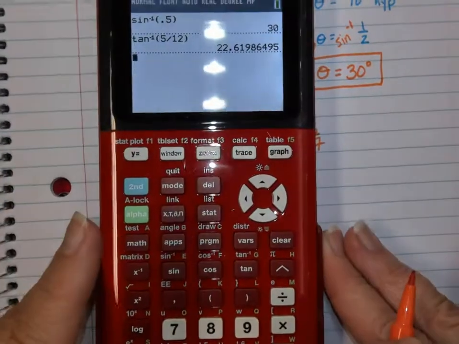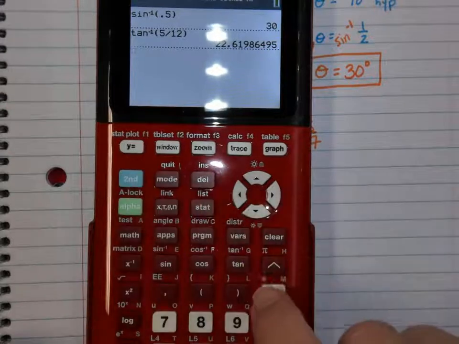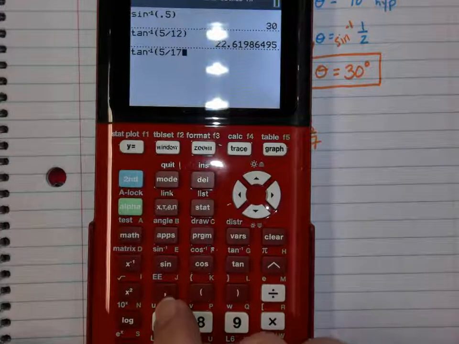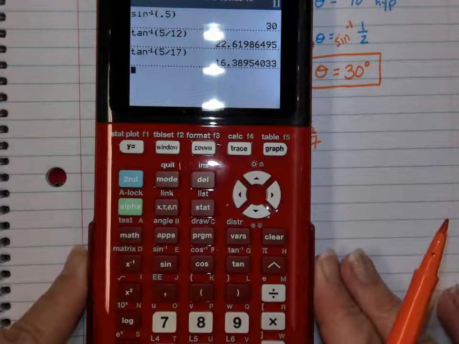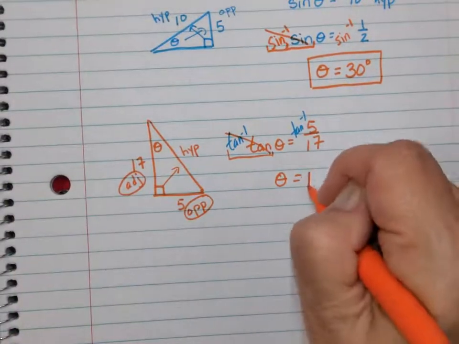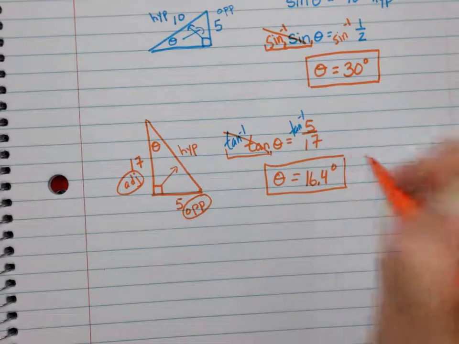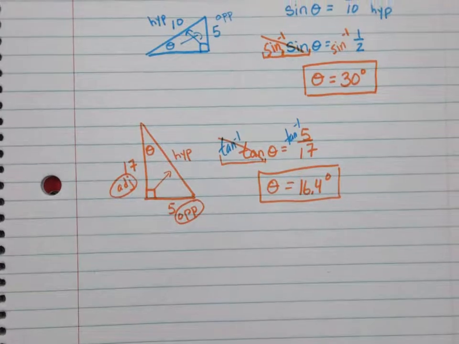Oh, thank you for catching that, Michelle. I pressed a 12 instead of a 17. Let me go again. Inverse tangent of 5 divided by 17. Thank you. So 16.4 degrees. Alright, so that's inverse trig functions.